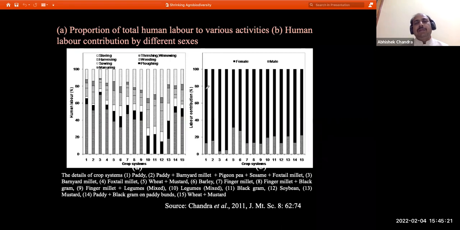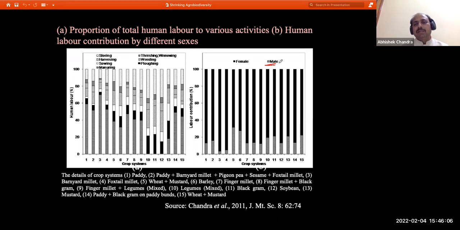And the human labor, as I said, could be female centric. So you can see in most of the cases, women are involved in each and every field. Only the men are included in two things: one is the plowing and the other is the harvesting. The rest of the things, the manuring, sowing, sorting, weeding, threshing and winnowing, everything is done by the women. So we can say that it is women-centered, female-centric agriculture rather than male. Males are involved in only a few activities.